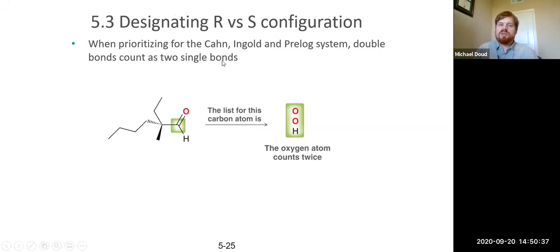Now remember, one other thing about the Cahn-Ingold-Prelog system: when you have double bonds, they count as 2 single bonds. So this carbon is actually bonded to 2 oxygens, is the way that we think about it in terms of tiebreakers. So this is like a double tiebreaker for this one with 2 oxygens here. Now this one is bonded to a CH3, it's bonded to a CH2 and a CH2, and this is bonded to a COOH. So that is going to break a few ties here and there.